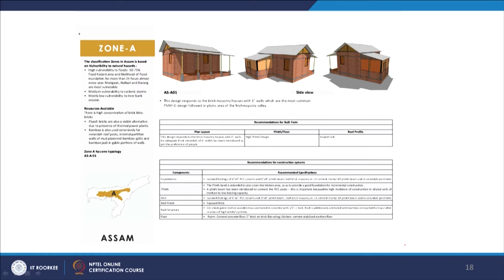Then in this zone A, it is based on high and medium vulnerability to cyclonic storms and mostly low vulnerability to riverbank erosion. This particular typology is a house they have documented, which responds to brick masonry houses with 3-inch walls, which are most common. This is an effort to validate existing rural housing typologies structurally. Earlier, whatever rural technology existed, they tried to ignore it and give their own uniform, standardized solution. But this is an effort to bring that local character back and validate those techniques. Now it talks about the high plinth design and a sloped roof.